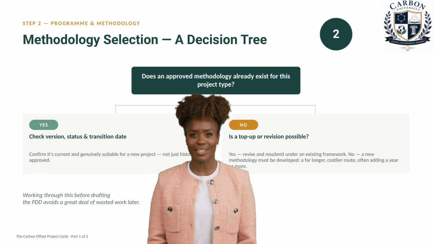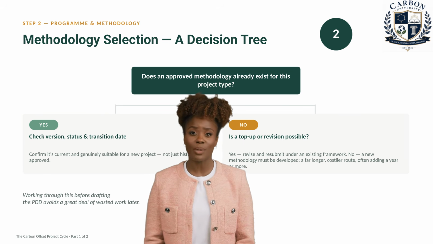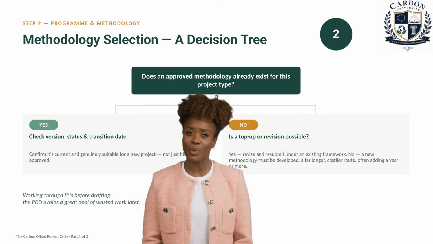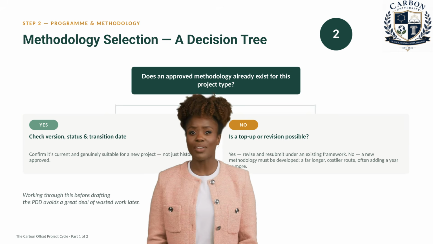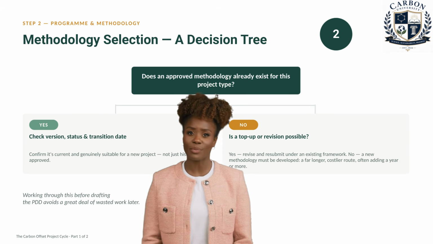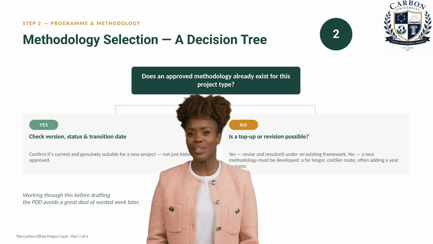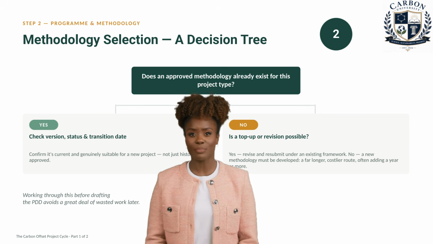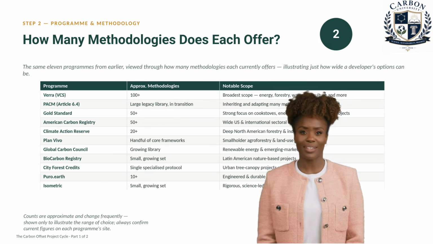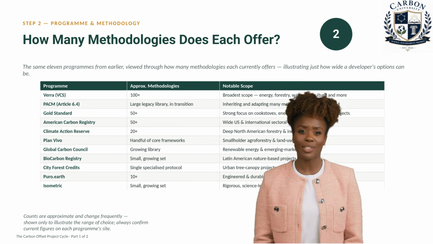If no methodology exists, the next question is whether a top-up or revision to an existing framework is possible, which is faster, or whether an entirely new methodology needs to be developed from scratch, which is a far longer and more expensive route, often adding a year or more before a project can even be validated. The good news is that there are a lot of methodologies already approved considering all the registries and programs.